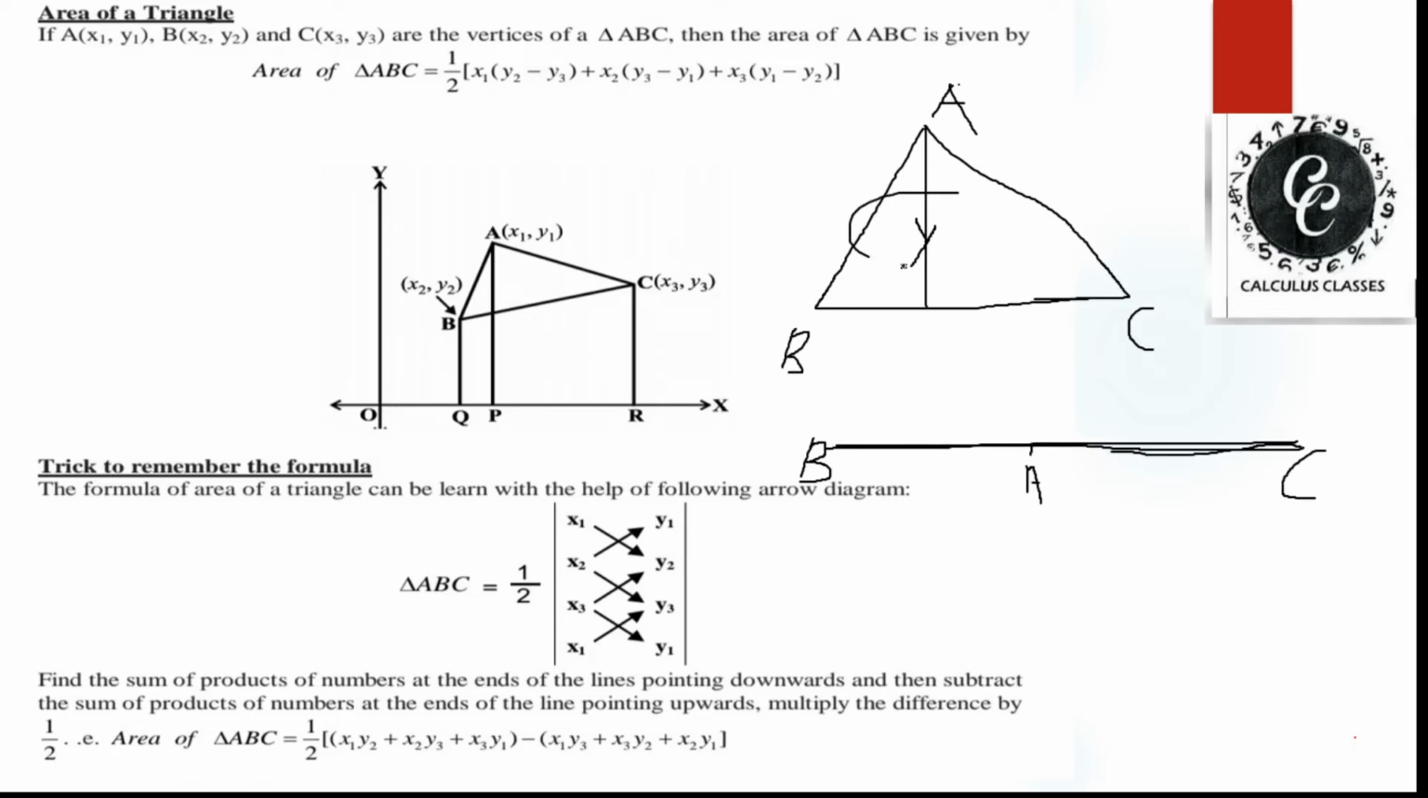Collinear means the area of the triangle will become 0. This whole portion will disappear, that means the region enclosed by all three sides becomes 0. So in this way we say that for collinear points, the area of the triangle will be 0. You have to remember this: if all the 3 points are collinear, then the area of the triangle will be 0. Hope you understood well.